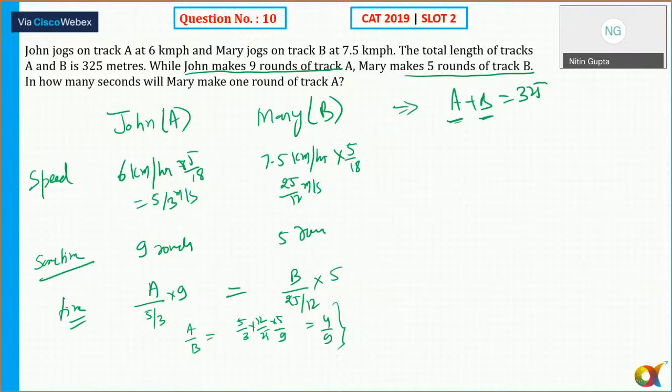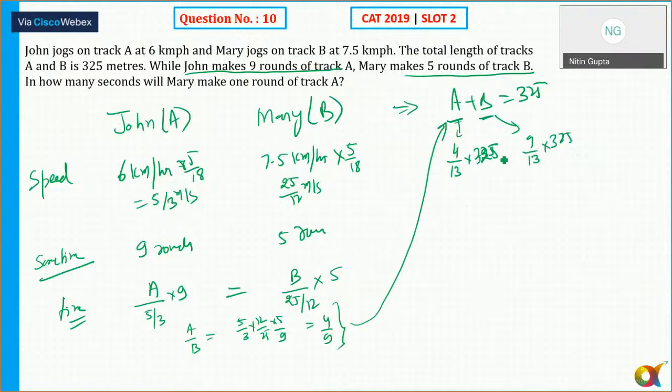So the question is how many seconds will Mary take for 1 round of B? So we can find A as well as B. The ratio of A to B is 4:9. So I can say with a multiplying factor, the length of B is equal to 9.